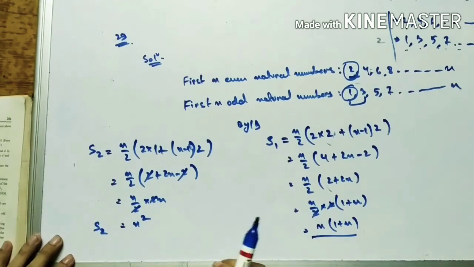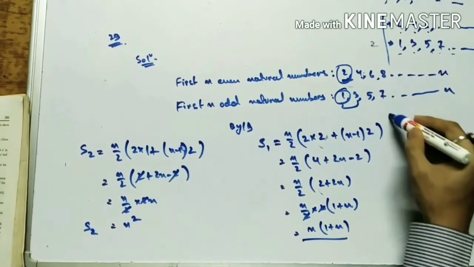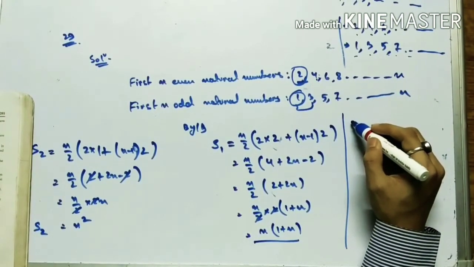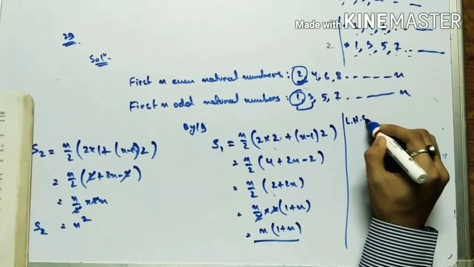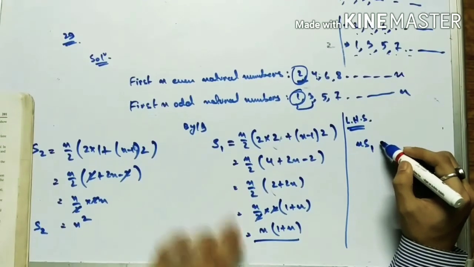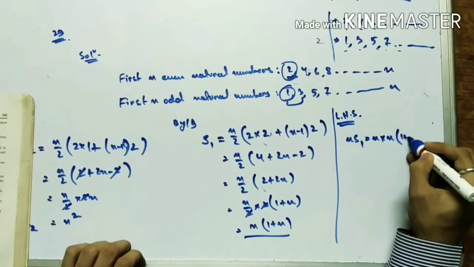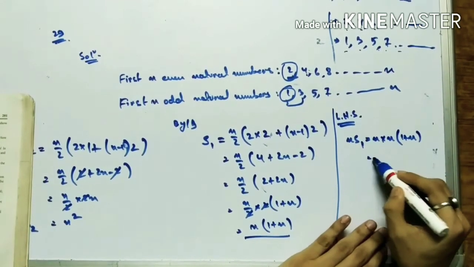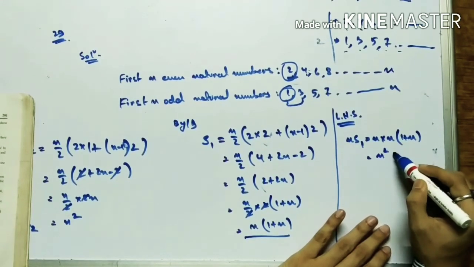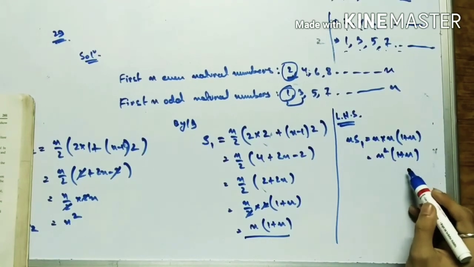Okay, so now in here you see what I will get. Now I will take the LHS. The LHS is n S1. So n S1, S1 is this one, n S1 will be n into n into 1 plus n. So this is equal to n square times 1 plus n. Yes, n square (1 plus n).